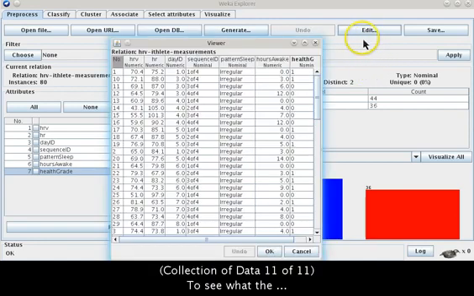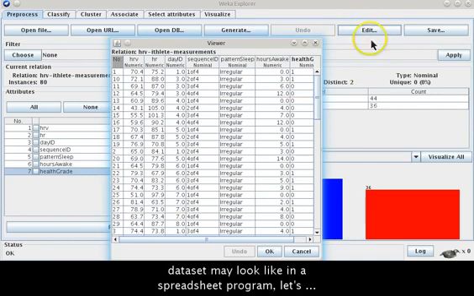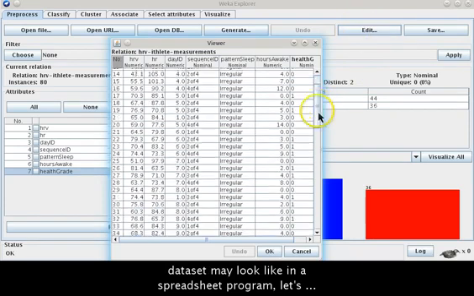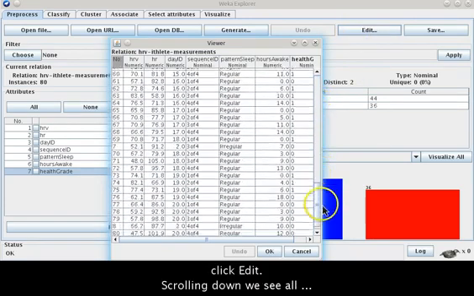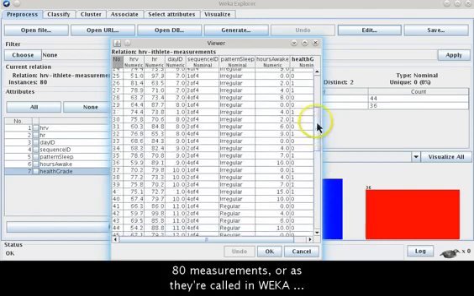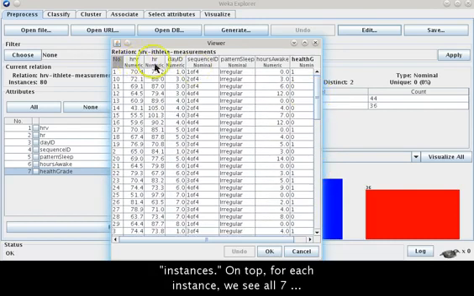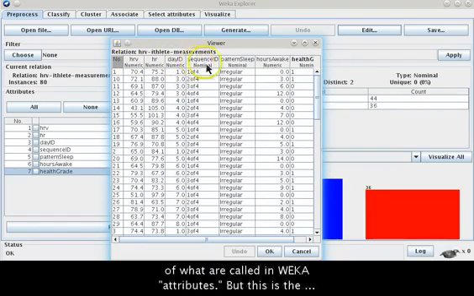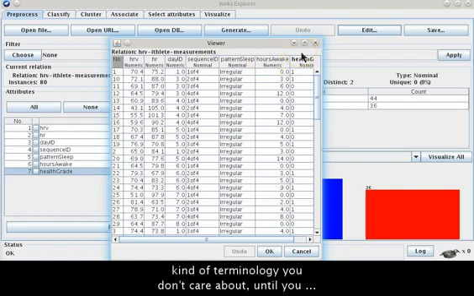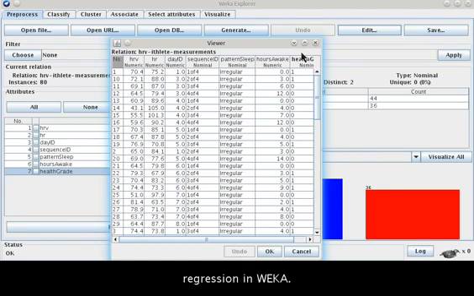To see what the data set may look like in a spreadsheet program, let's click Edit. Scrolling down, we see all 80 measurements, or as they're called in WEKA, instances. On top for each instance, we see all 7 of what are called in WEKA attributes. But this is the kind of terminology you don't care about until you see WEKA in action. Let's start with logistic regression in WEKA.